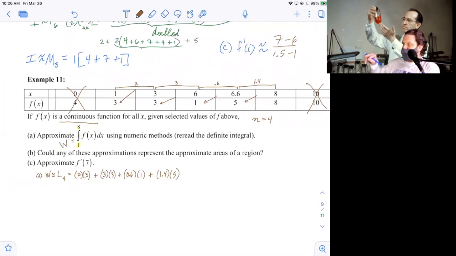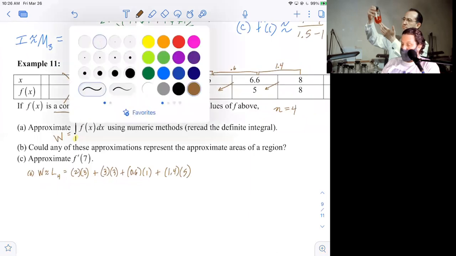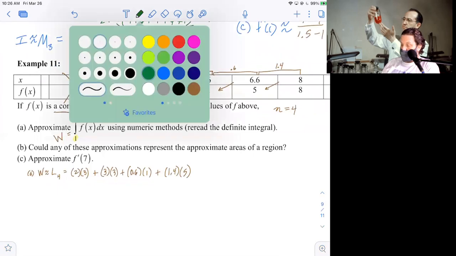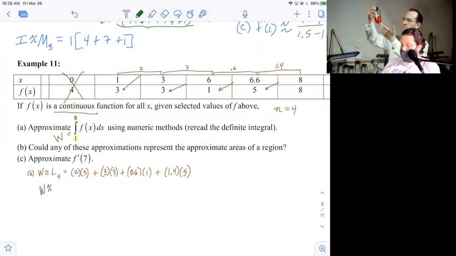So I did width times height plus width times height plus width times height instead of height times width, whatever you're comfortable with. All right, for the right endpoint, let me use a different color here. The integral of W can be approximated by R sub 4. And here's what it's going to look like.